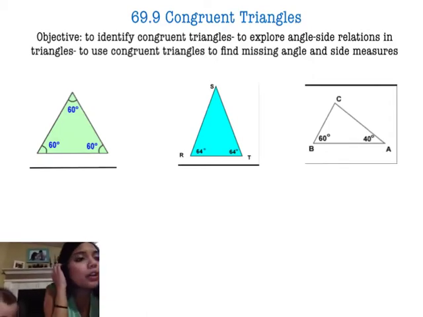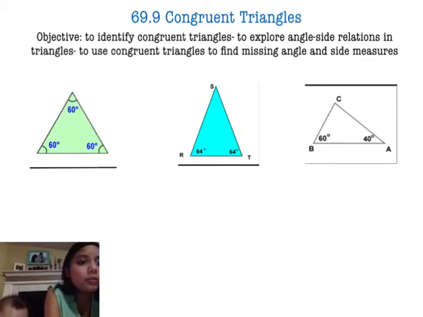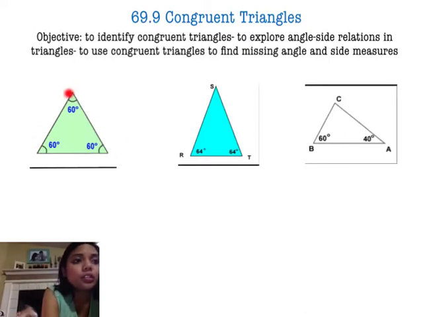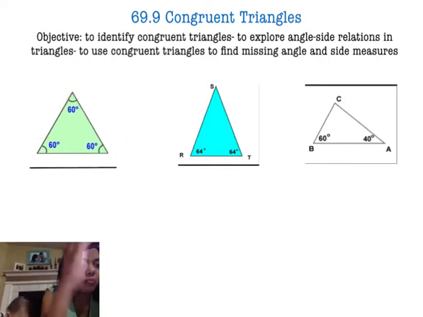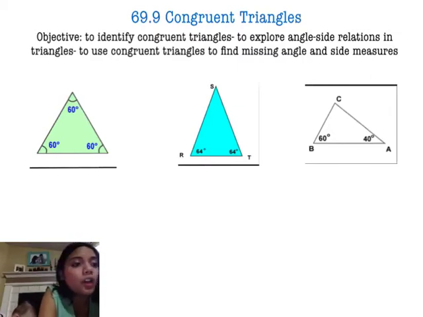Before we do any of that, we are going to just review something that you should already know, but I want to make sure you really understand it. So, here's what you should know. These are called angle marks. They look like indented tick marks. Those are called angle marks.